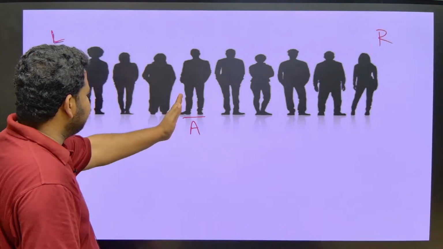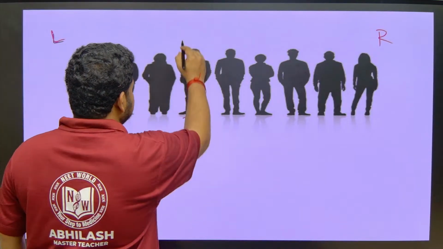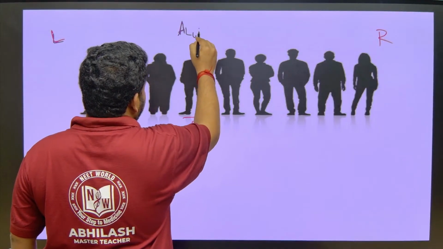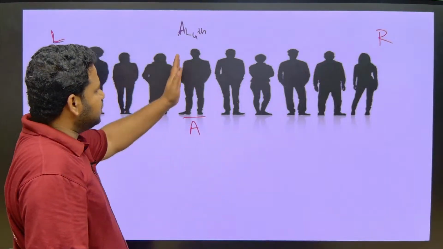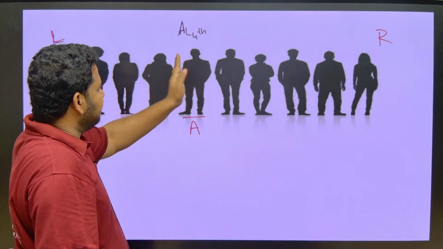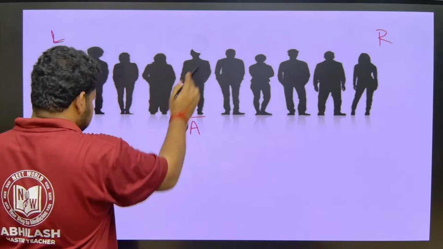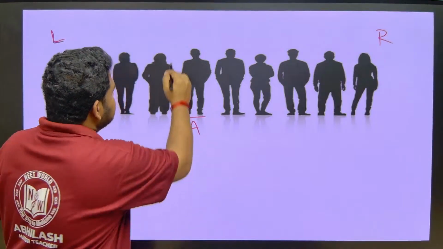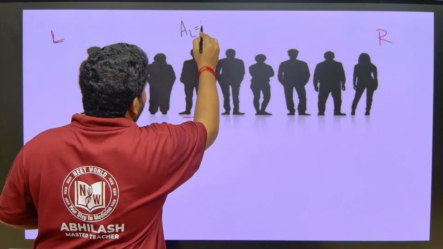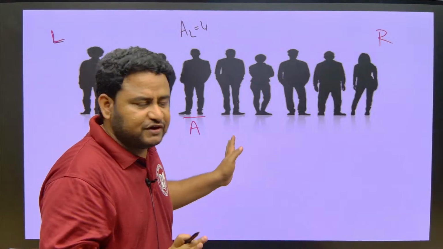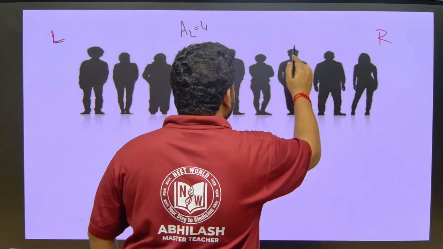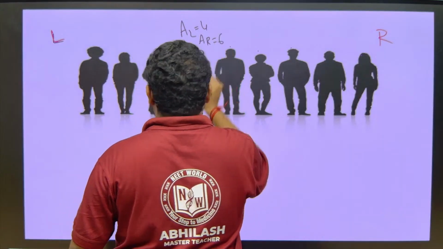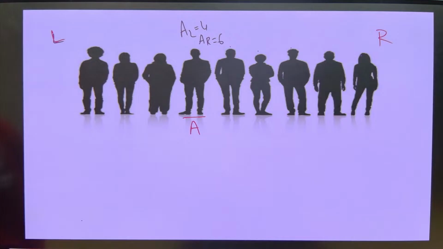Now, the position of A from the left is what? A from the left is the fourth position. Let me write it again. See here. This person A's position from the left is what? Fourth. If you talk about the position of A from the right side, that is 1, 2, 3, 4, 5, 6. So, A from the right is 6. A from the right hand is 6.